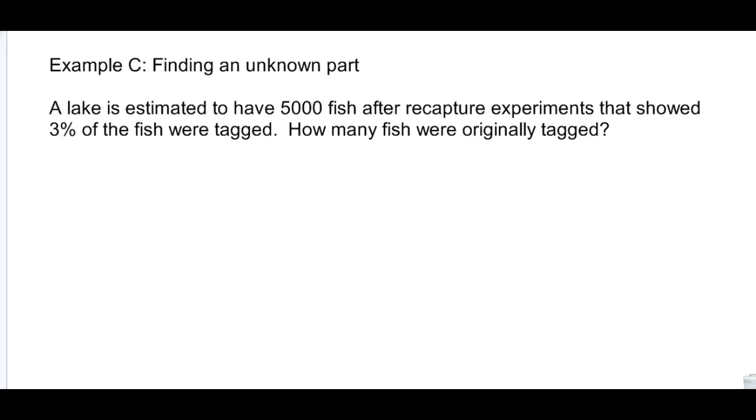All right, and then example C, a lake is estimated to have 5,000 fish after recapture experiments that showed 3% of the fish were tagged. How many fish were originally tagged? We're trying to find an unknown part here. All right, so let's see what we should do.